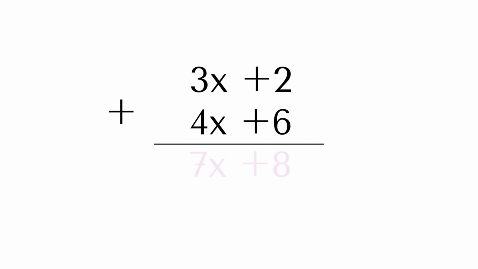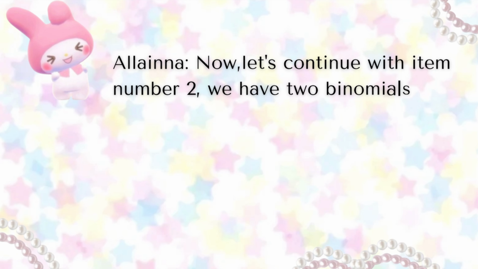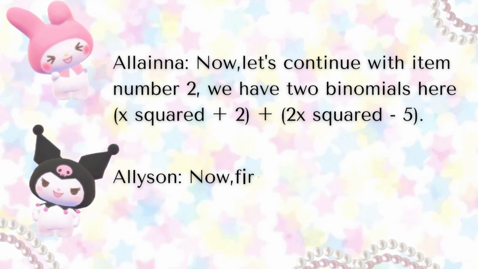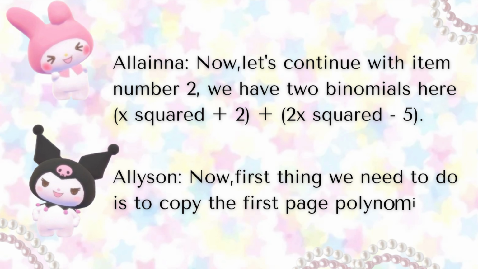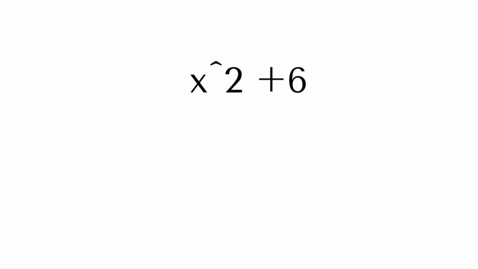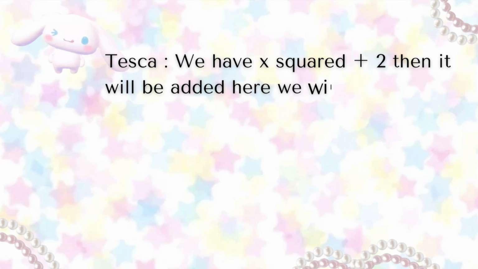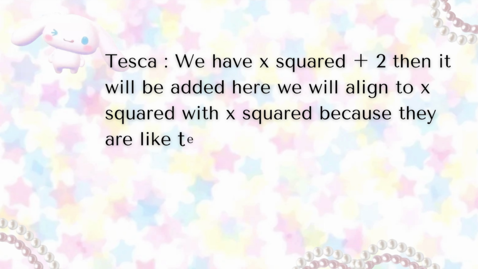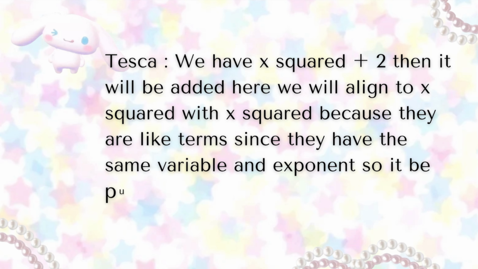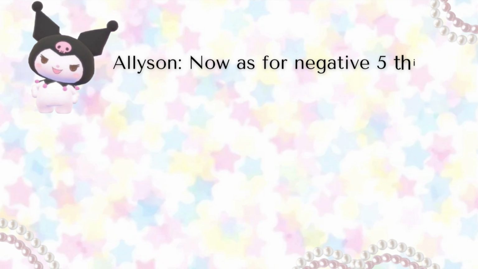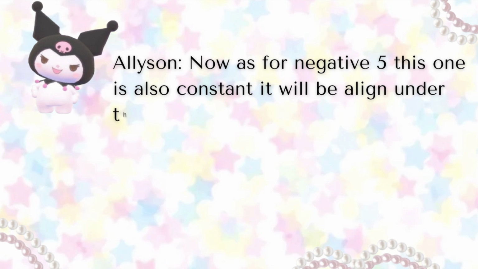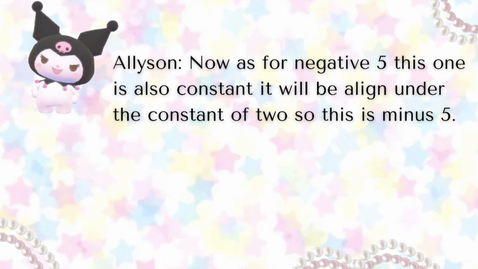Now let's continue with item number 2. We have two binomials here, (x² + 2) + (2x² − 5). Now, the first thing we need to do is to copy the first polynomial. We have x² + 2, then it will be added here. We will align x² with x² because they are like terms, since they have the same variable and exponent, so we put here 2x². Now, as for negative 5, this one is also a constant. It will be aligned under the constant 2, so this is minus 5.